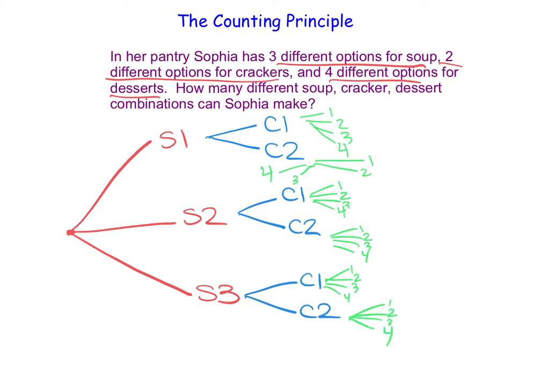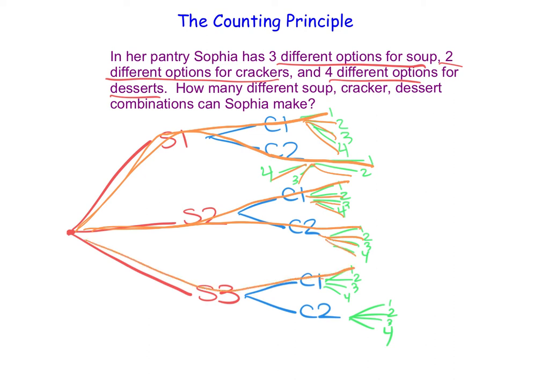Now let's go through and count the number of different combinations we have. So here we have soup 1, cracker 1, and then 1, 2, 3, 4. Cracker 2, 5, 6, 7, 8, and so on up to 24. So here we have a total of 24 different combinations.